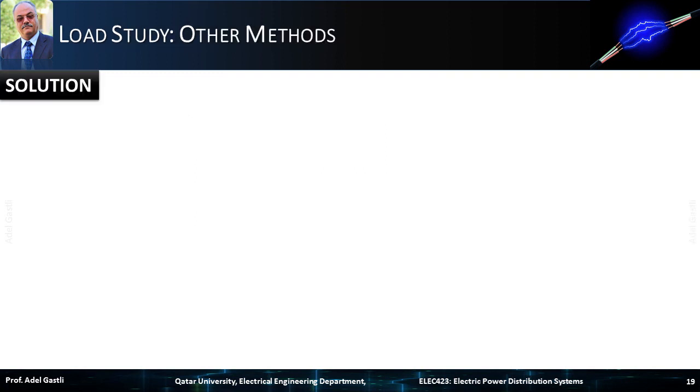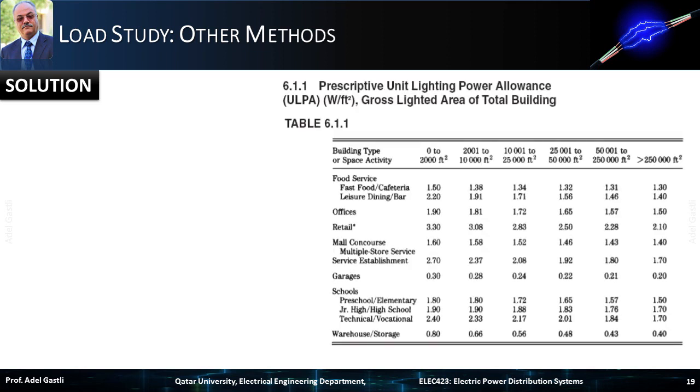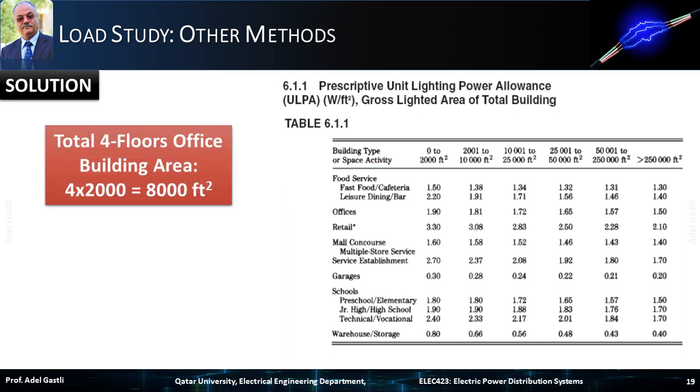Now, let's start solving this problem and answering all the questions. We start by estimating the lighting load power density as follows. We know that the total area of the 4 floors office building is 4 times 2,000 square feet per floor, which is equal to 8,000 square feet.